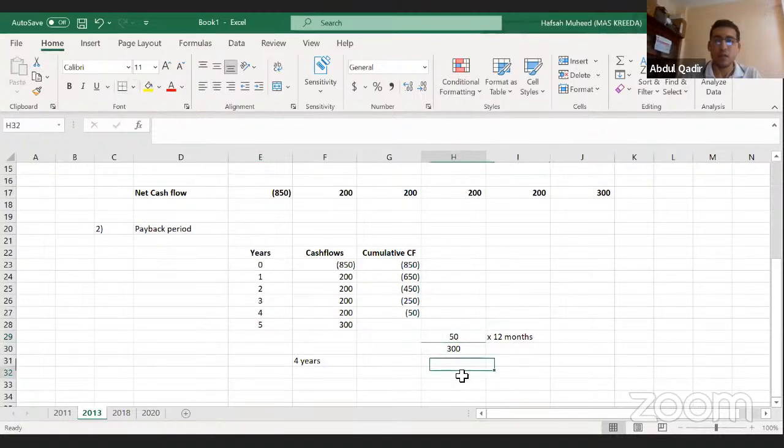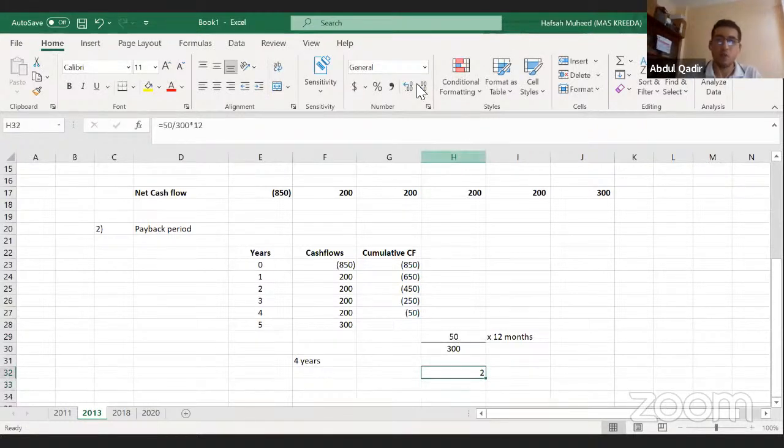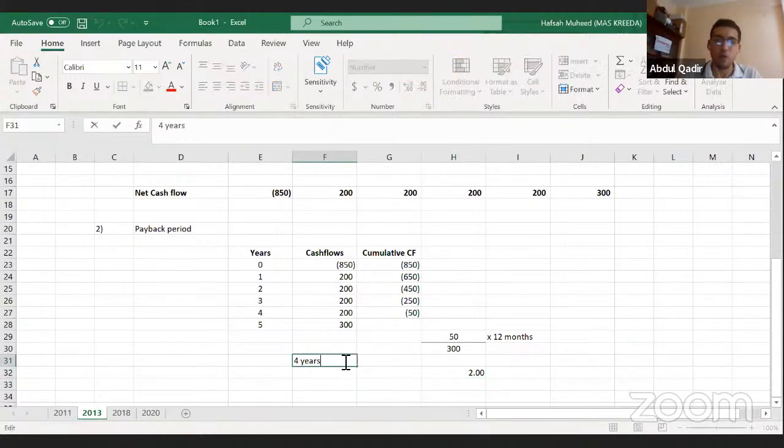Then what is the answer you get? 50 divided by 300 into 12 is 2, right? So it's exactly 2. So it will be 4 years and 2 months.